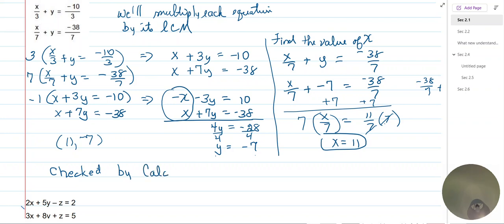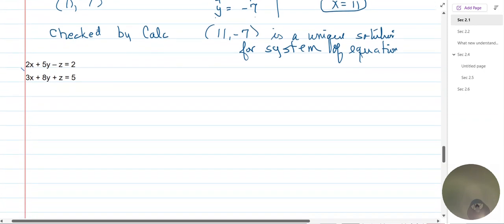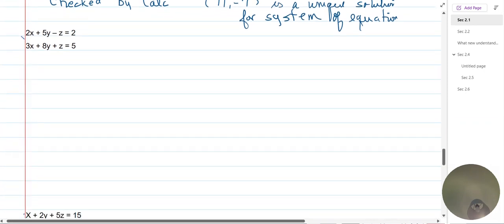And it is a good solution. So 11 over negative 7 is a unique solution for the system of equations. And that was an example of a fraction. Right. So we have this one here. Let's look at this one.